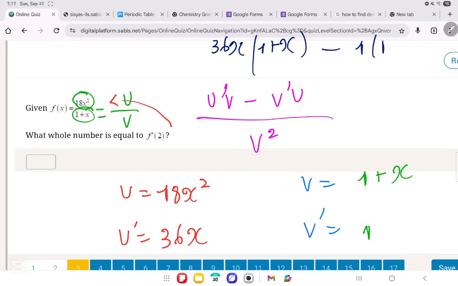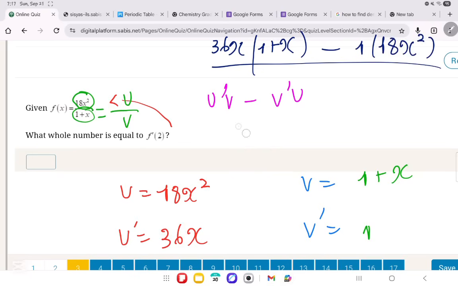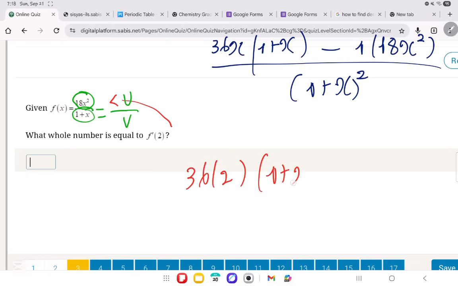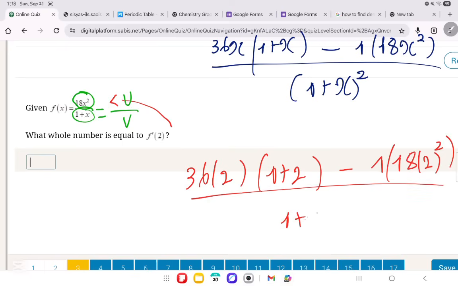1 times 18x squared. All of it over what? All of it over v squared, which is 1 plus x squared. Perfect. Now, instead of expanding and wasting time and then substituting 2, you can substitute directly like in this equation how it is. So it will be 36 times 2 times 1 plus 2 minus 1 times 18 times 2 squared over 1 plus 2 squared.